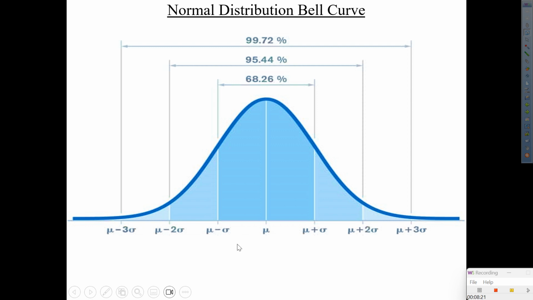Because from the third standard deviation to the other one is 99.72, but we still need the little bit on this side and on the left side that makes up the 100%. Okay? So keep that in mind, that under the curve is how much, everyone? 100. All right, good. 100 under the curve. Okay, we good? Yeah? All right.